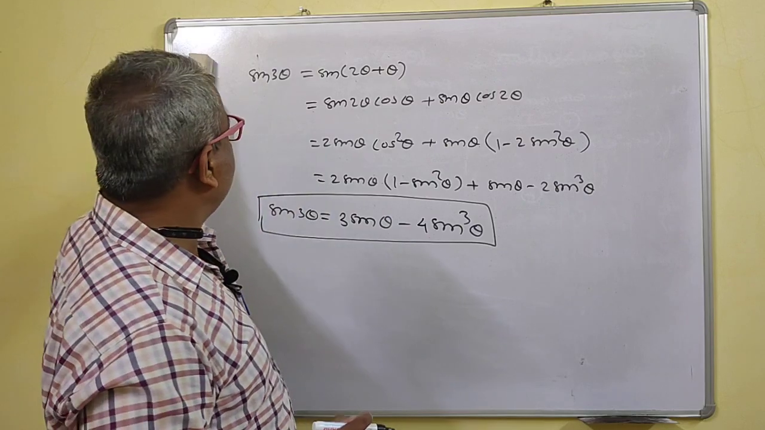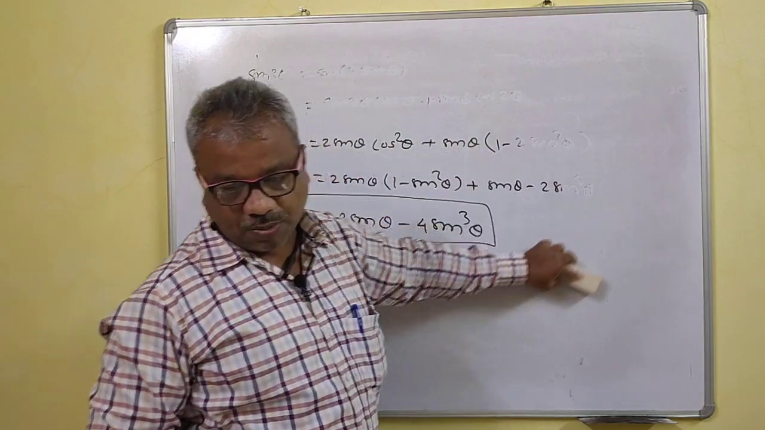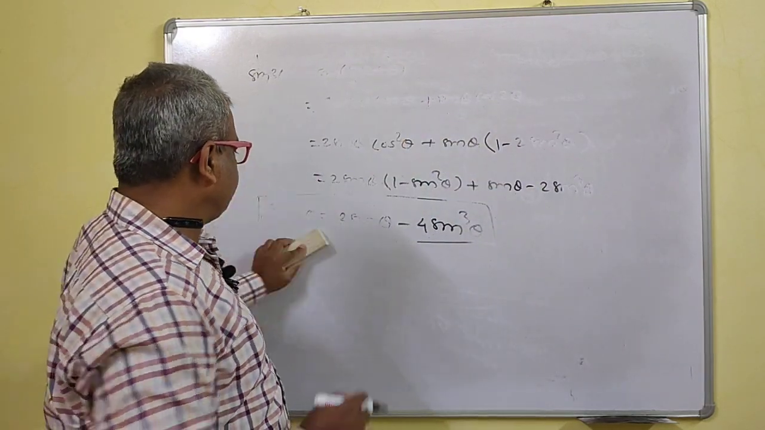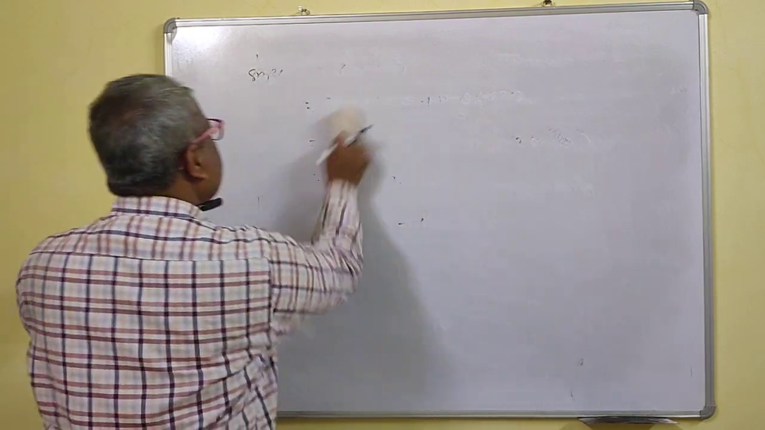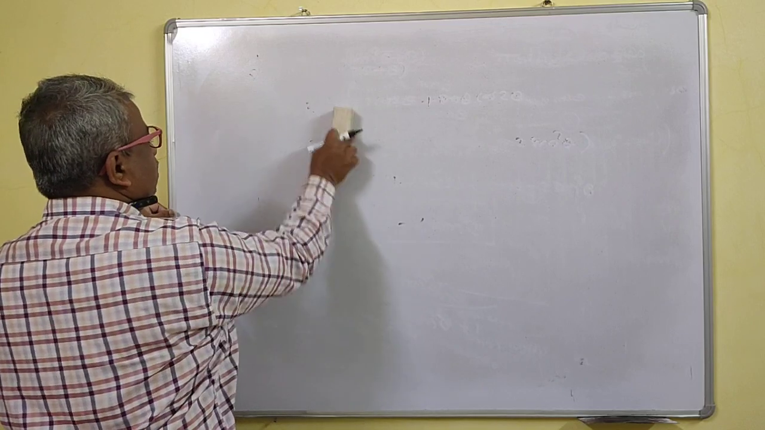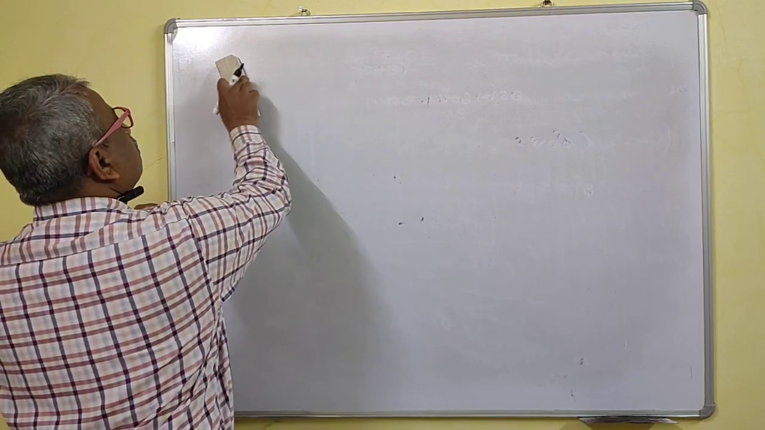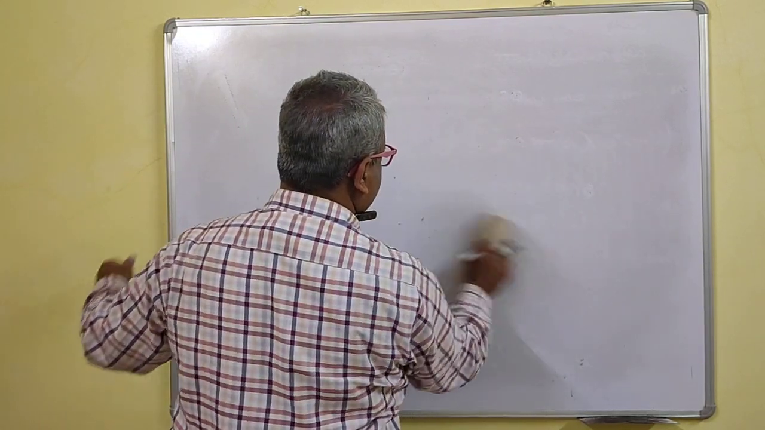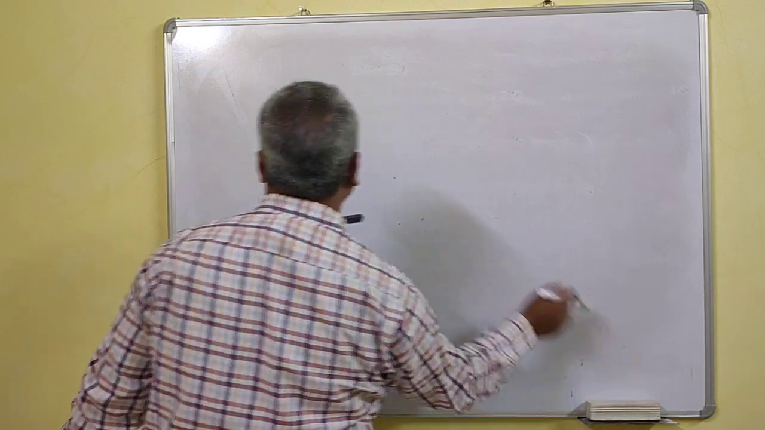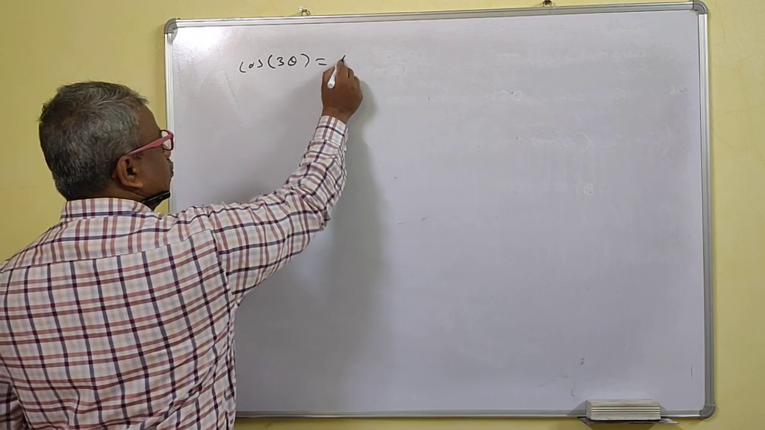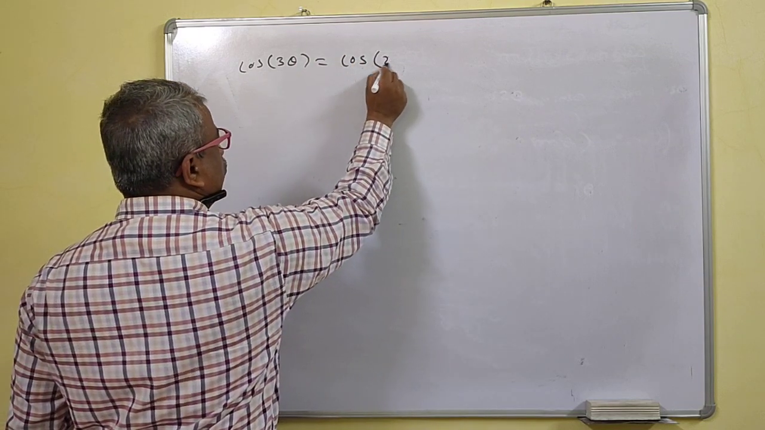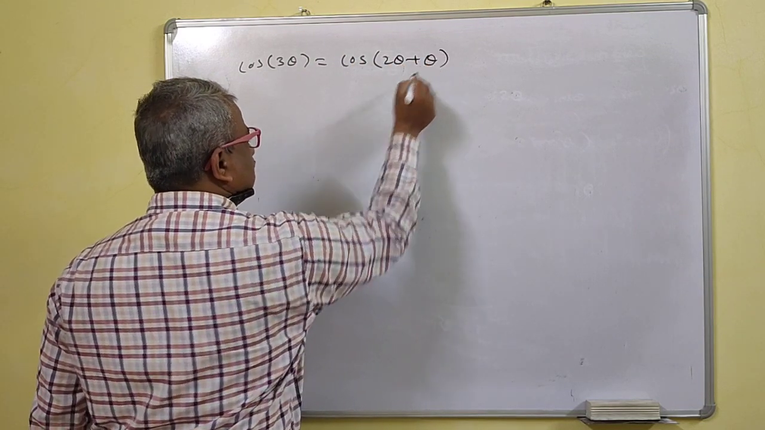Okay, so now we'll find the formula for cos 3 theta. Cos 3 theta. Again write the same thing now. Just try for this. So this is cos of 2 theta plus theta, or theta plus 2 theta, doesn't matter.